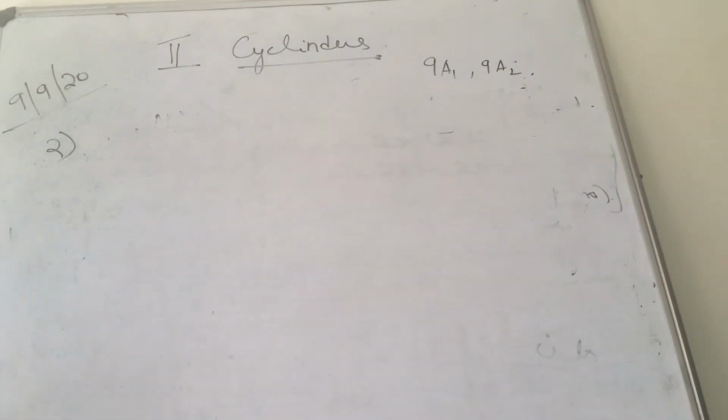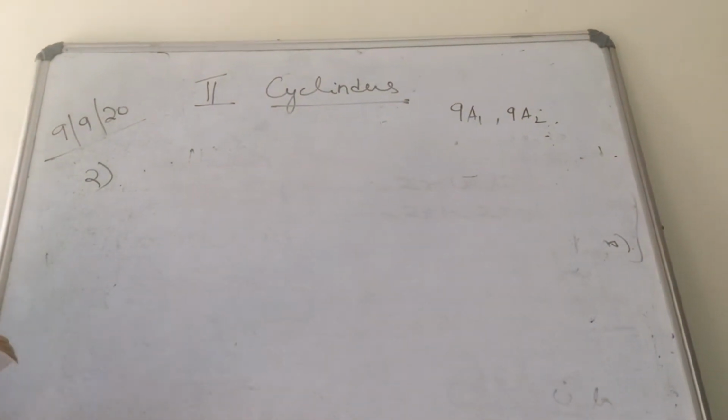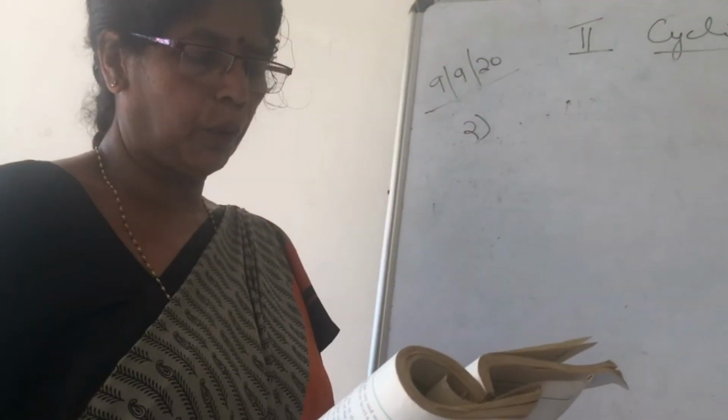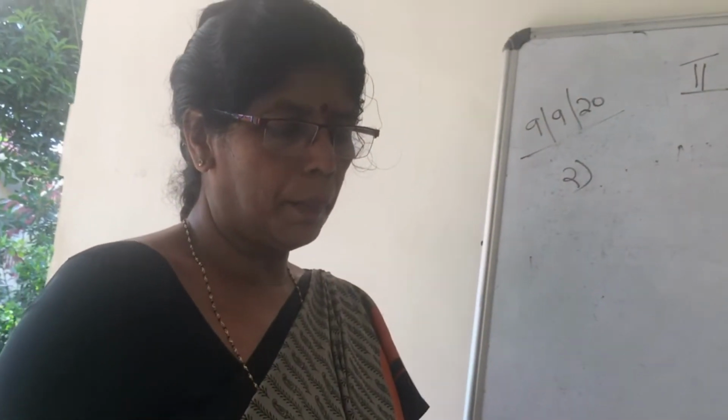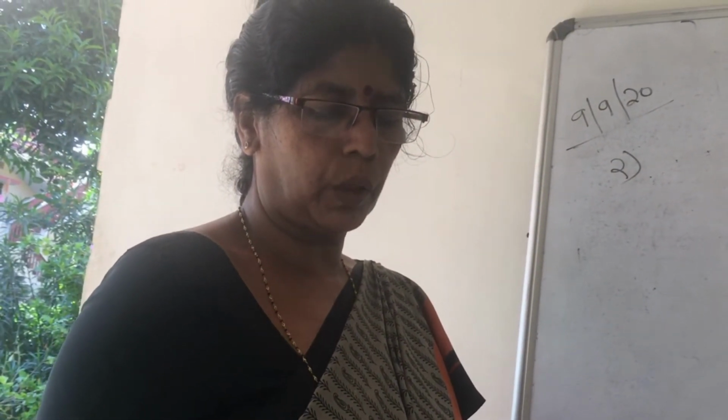Second question. It is required to make a closed cylindrical tank of height 1 meter and base diameter 140 centimeters from a metal sheet. How many square meters of sheet is required for the same?